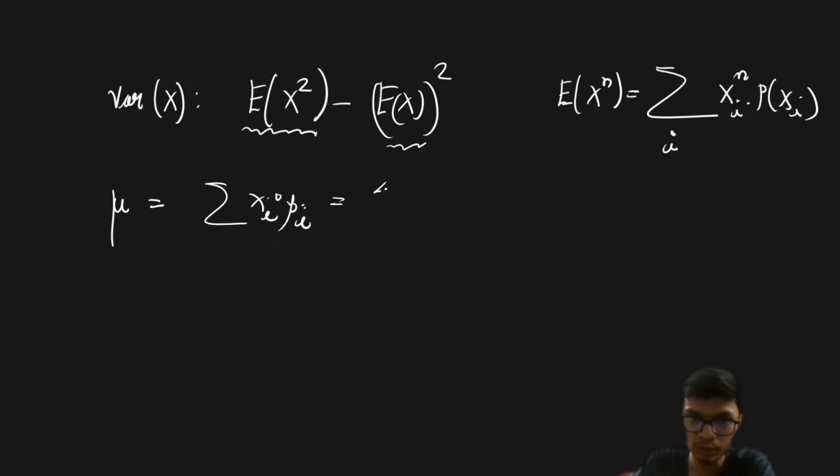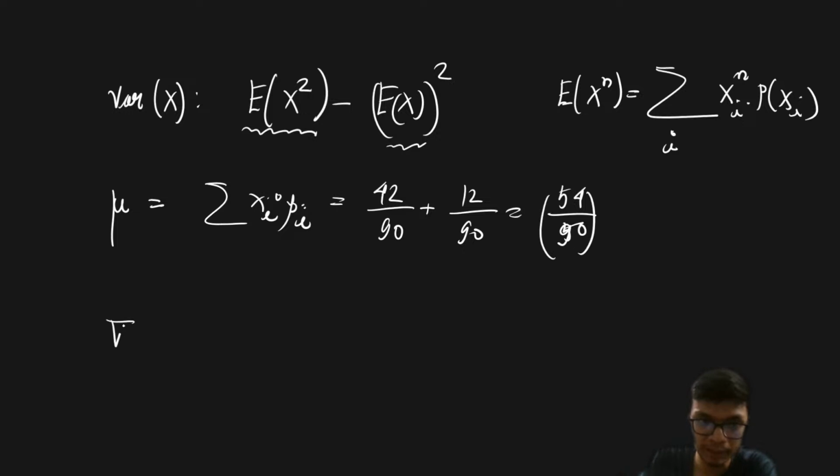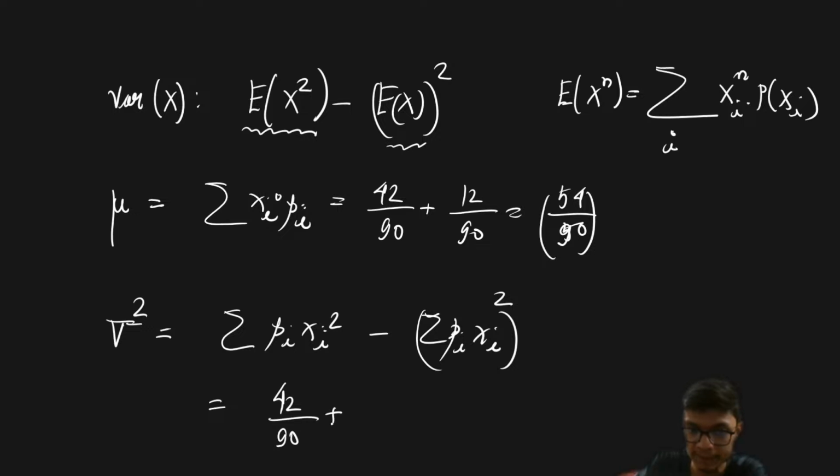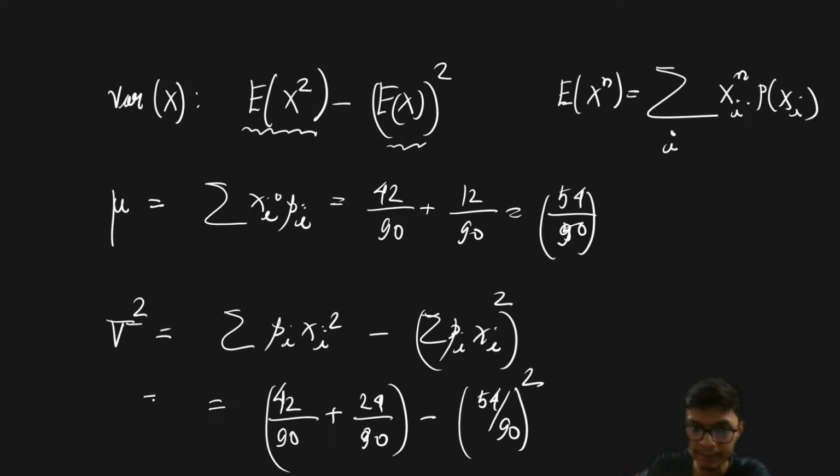of xi into pi, and you will get 42 upon 90 plus 12 upon 90, that is equal to 54 upon 90. And if you calculate the variance from there, it is equal to the summation of pi xi square minus the summation of pi xi whole square. This term comes out as 42 by 90 plus 24 by 90 minus 54 by 90 whole square, and that is equal to the variance.